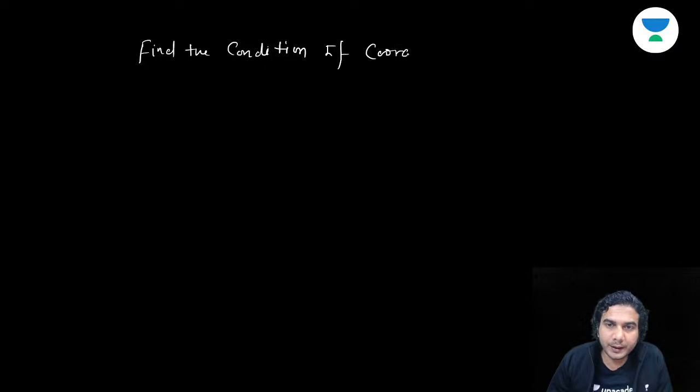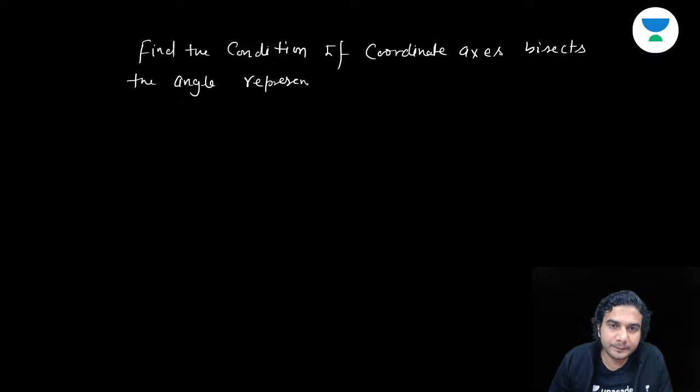Now the question is, find the condition if coordinate axes bisect the angle represented by ax square plus 2hxy plus by square is equal to 0. This is a good question. Actually, you need to remember this result.